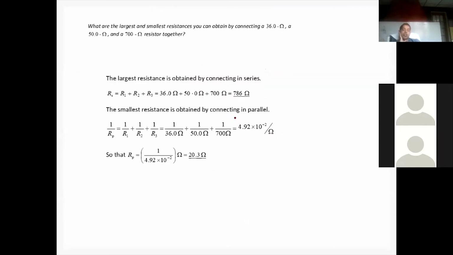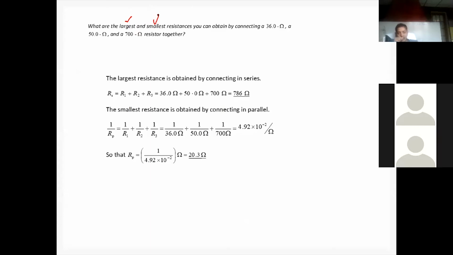Okay, let's do this one here. What are the largest and smallest resistances you can obtain by connecting 36 ohm, 50 ohm, and 700 ohm resistors together? You have to answer 2 questions here: the largest and smallest resistances you can possibly get by connecting these 3 resistors, 36, 50, and 700.